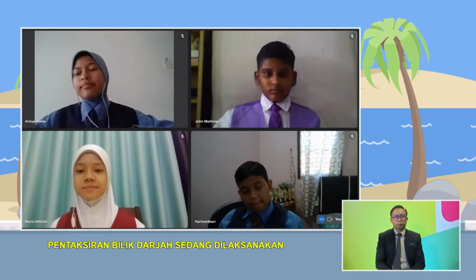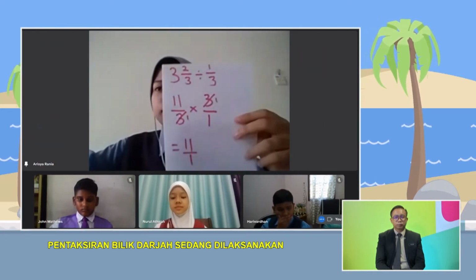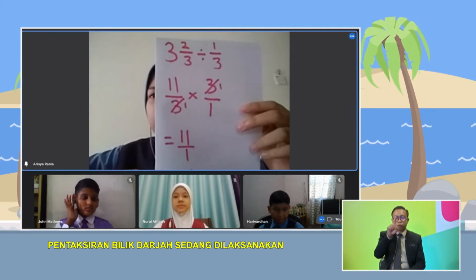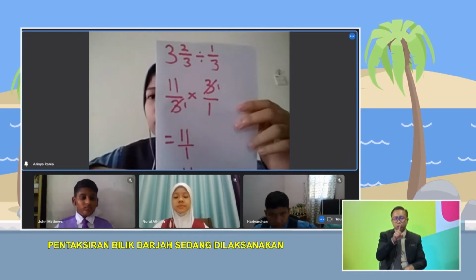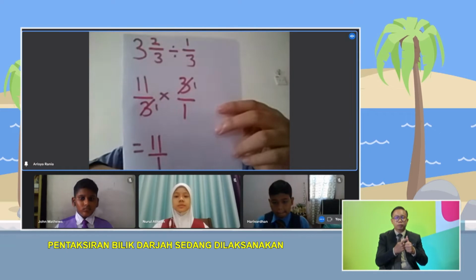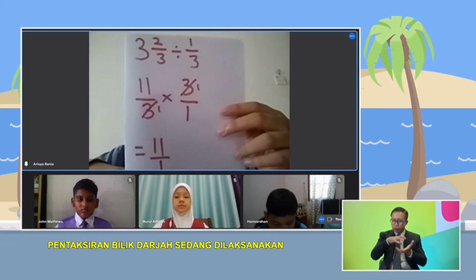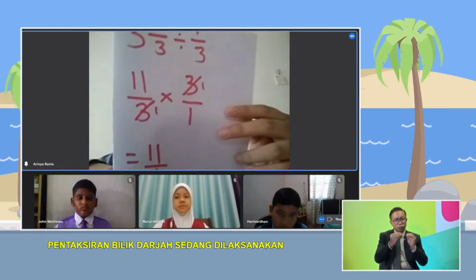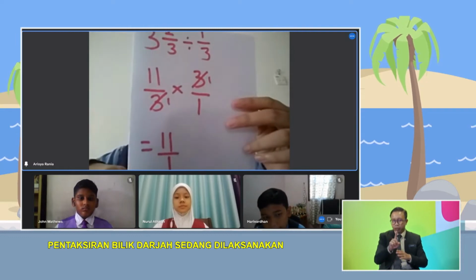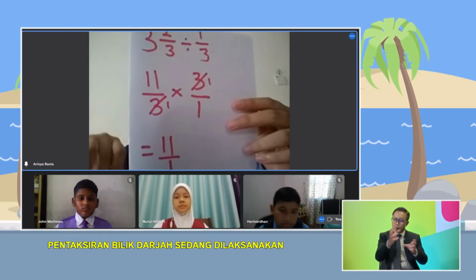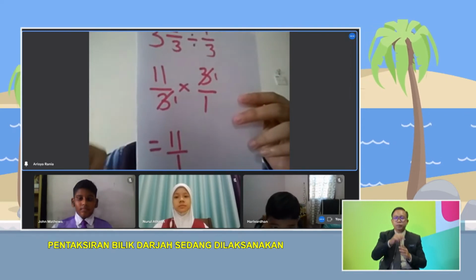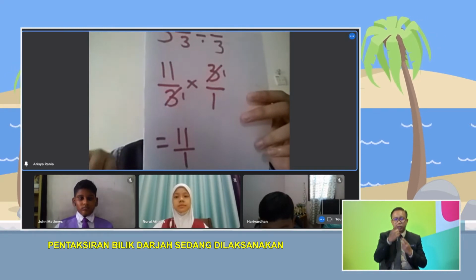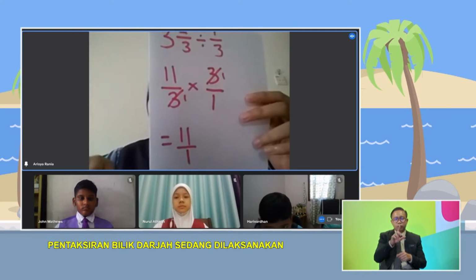Yes, Arisha. So this question is 2 over 3 divided by 1 over 3. First, we need to change mixed number to improper fraction. Then we need to flip the number 1 over 3 into 3 over 1. We can simplify 3 over 3 with 3 equal to 1, 3 with 3 equal to 1. So the answer is 11 over 1 equal to 11.